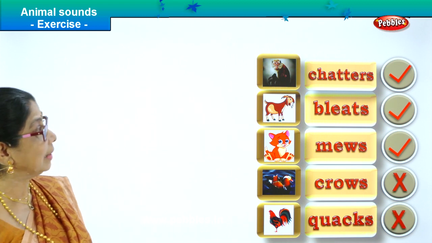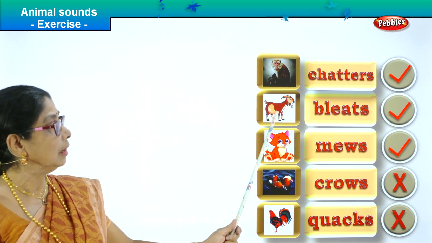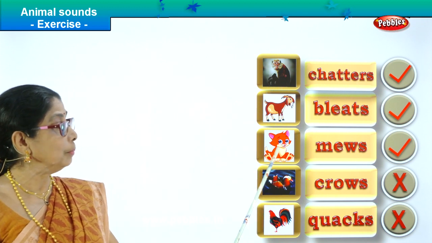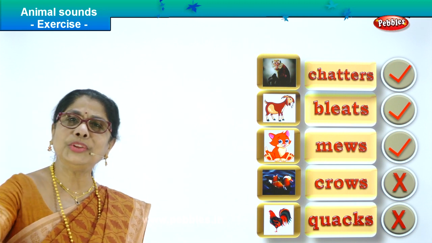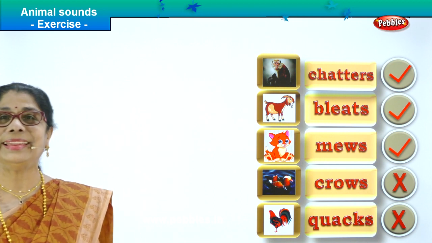Now look what you have correct here. Monkey chatters, goat bleats, and here pussycat mews. 3 correct. Did you enjoy the exercise, children? I did. Good.